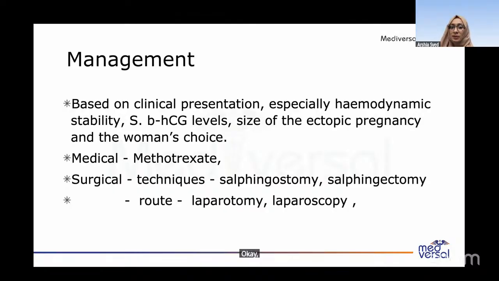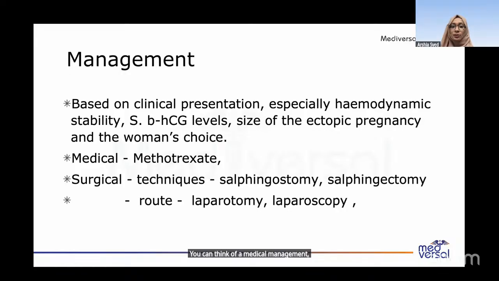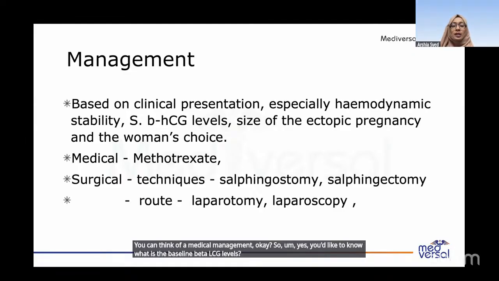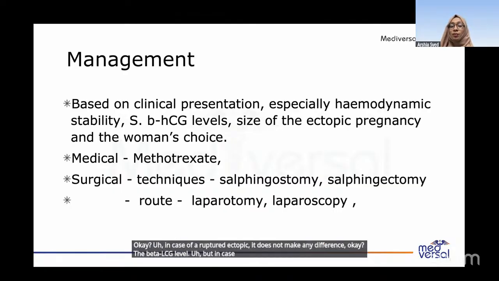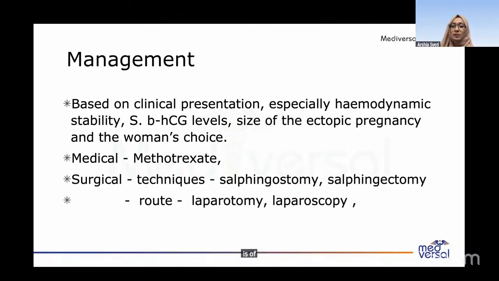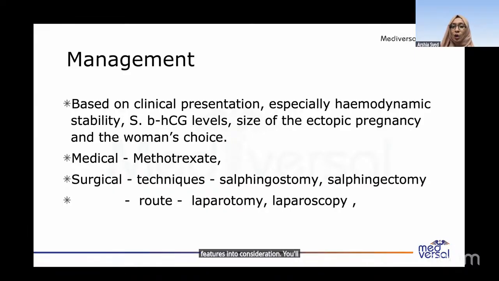That is in case of a patient who's not hemodynamically stable. But if the patient is hemodynamically stable, then you can think of medical management. Yes, you would like to know the baseline beta HCG levels. In case of a ruptured ectopic, the beta HCG level does not make any difference, but when you're thinking of medical management, the baseline beta HCG level is of importance. Then the size of the ectopic is also important when you want to decide your modality of management, and the woman's choice. Based on all these features, you'll know how to manage your case.